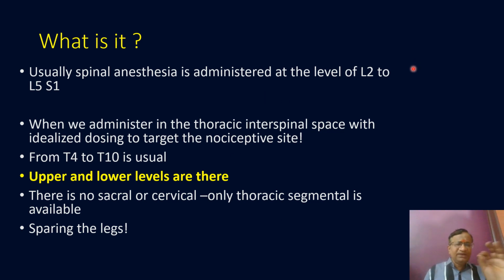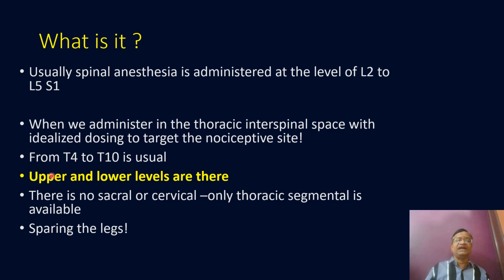Normally it is administered at L2, L3, L3, L4, L4, L5. This is the normal spinal anesthesia. But here we administer the drug in the thoracic intraspinal space with idealized dosing to target the nociceptive site. Now your nociception is umbilical hernia, umbilicus, around T9, T10, T11. We put the spinal there in T9, T10 and then give the appropriate dosing, possibly 1 ml, 1.2 ml. This is what is called thoracic segmental spinal.